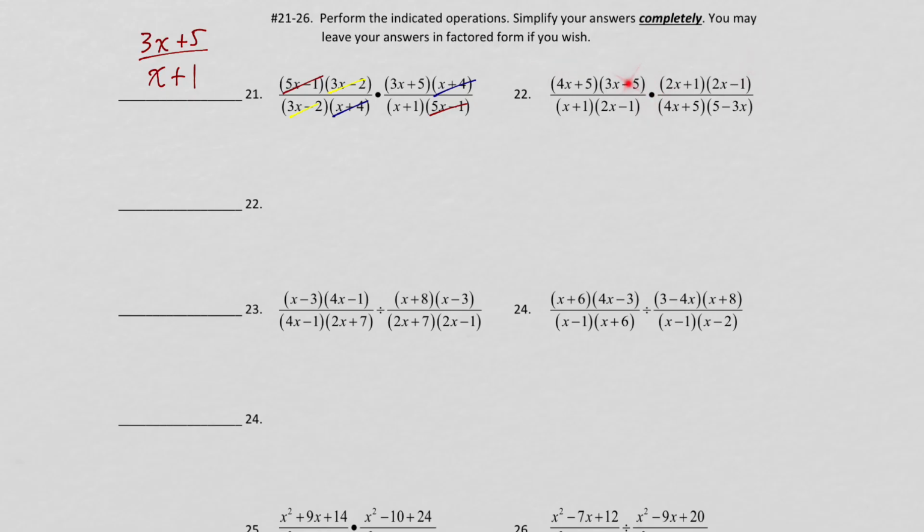Again, this is multiplication, so anything on top cancels with anything on the bottom. So I'm going to start with 4x plus 5. I'll move on to 2x minus 1. And this and this are opposites. So I can cancel these as long as I pop on a negative in front of everything. So now the only factors left are 2x plus 1 and x plus 1. And don't forget the negative. So I have negative 2x plus 1 on top and x plus 1 on the bottom.